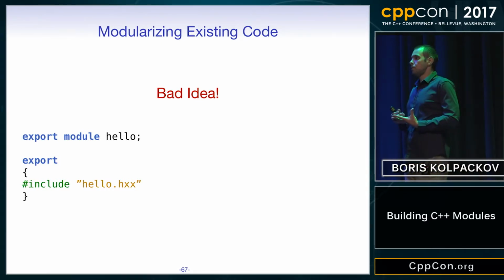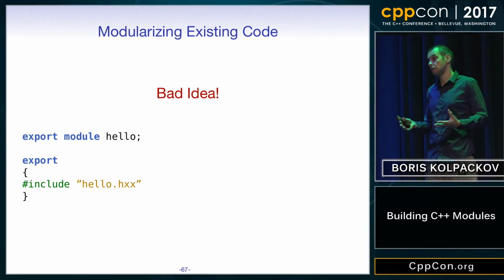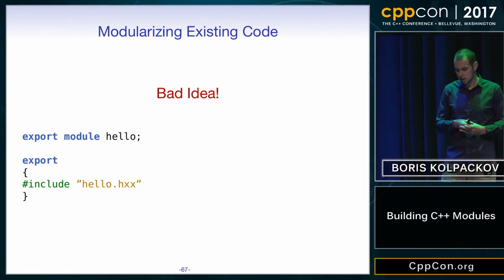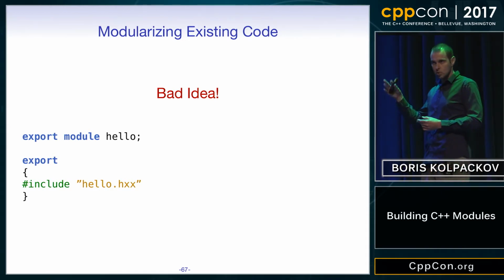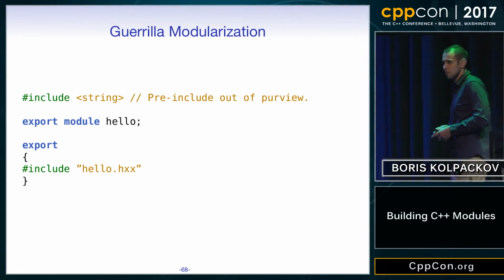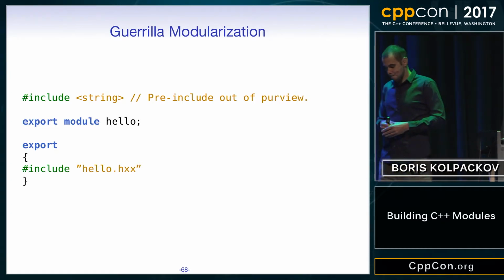But what if this is the only way available to you? What if you want to modularize non-intrusively a library that you cannot modify? For example, the standard library. That build I showed you uses the GCC standard library that is modularized, what we would call a guerrilla modularization approach. So you can work around this include issue.